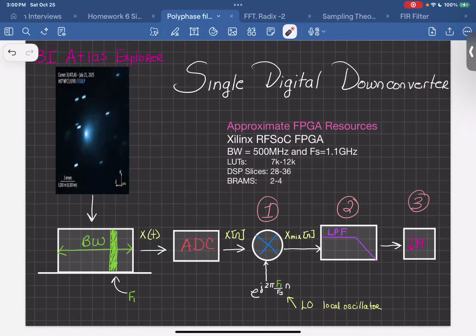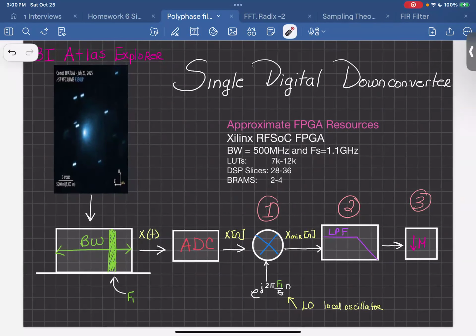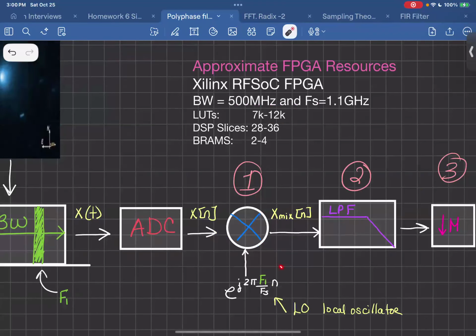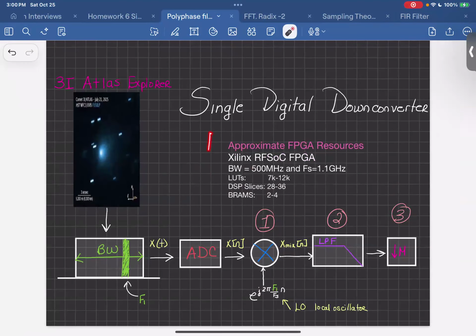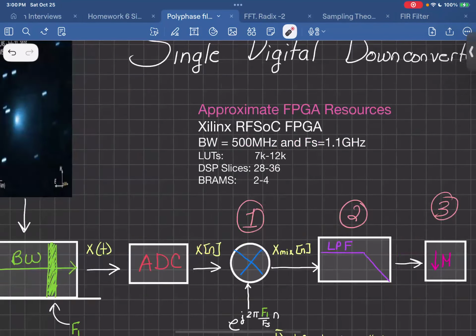What we're looking at first is this mixer, which we will see is actually a frequency translator, also known in the industry as an LO, a local oscillator. All right, so the first thing we're going to do is look and see how many FPGA resources a single down converter consumes.